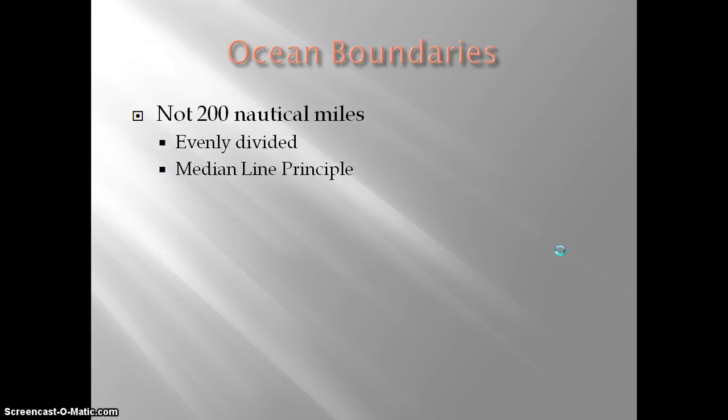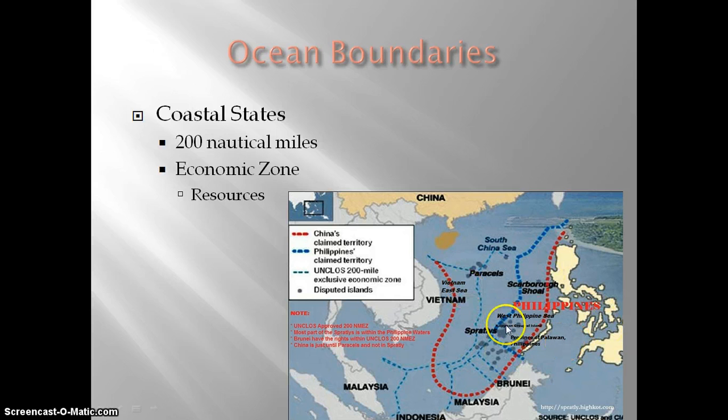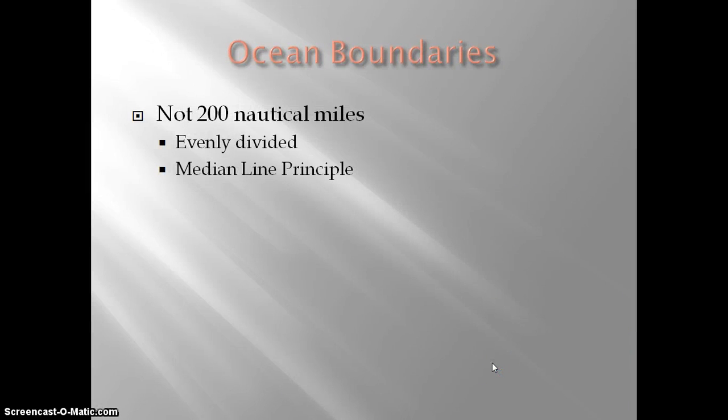Now, if you have a situation where there are not 200 nautical miles, and I think this is a good example of that, you see the border between Brunei, Malaysia, Indonesia, the Philippines. In a situation where there's not 200 nautical miles between states, the states are supposed to evenly divide up the water, the territory, as much as possible using what's called the median line principle. Essentially, you even it out based upon where the borders, the boundaries of the country are, and you try to give everybody equal access to the resources extending out from their coastline.